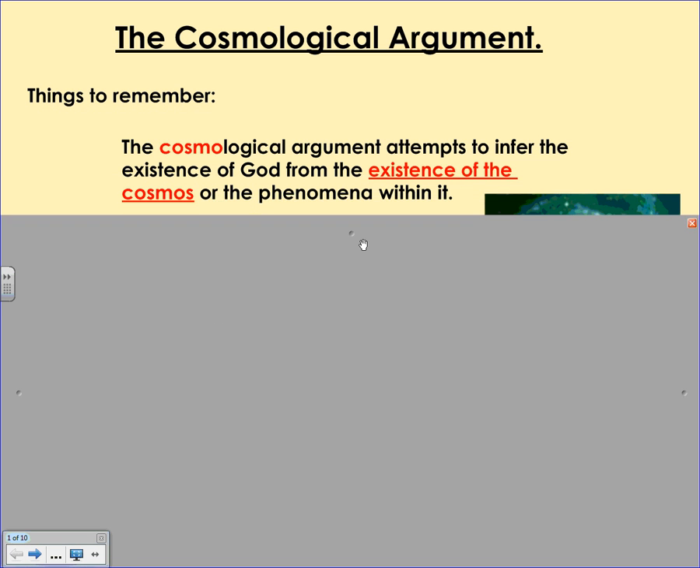The first of these is that the cosmological argument is about the cosmos. Cosmos meaning universe. So the cosmological argument is attempting to demonstrate the existence of God from the existence of the cosmos, all the phenomena within the cosmos. What this means is that the cosmological argument is using empirical evidence, or attempting to do so, in order to demonstrate that there must be a God.